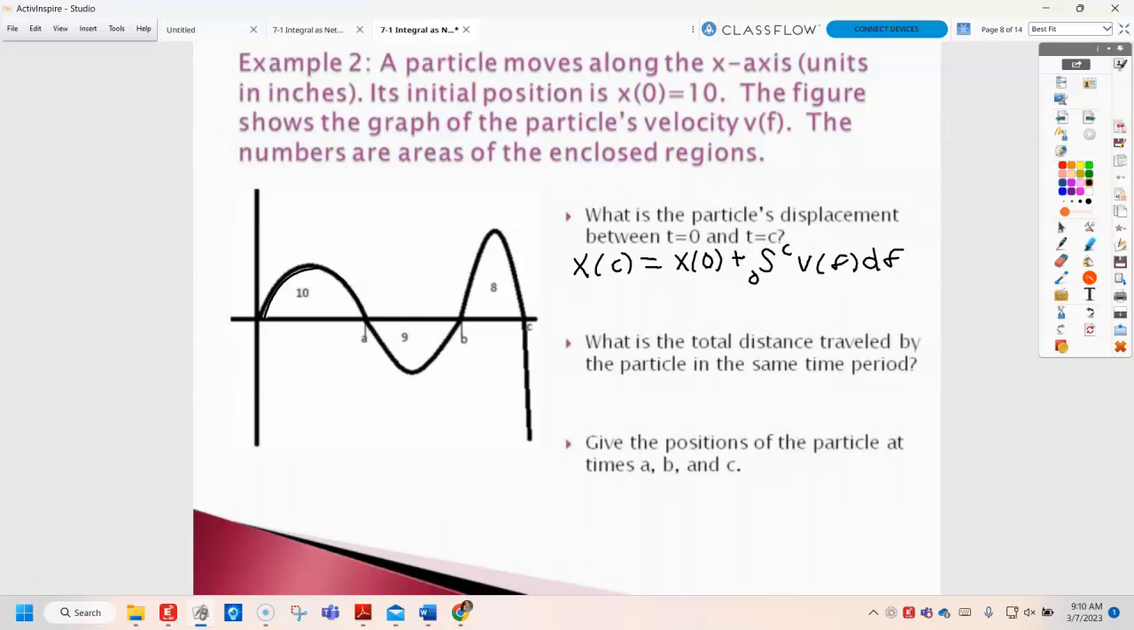So x of 0 is 10 plus 10 minus 9 plus 8. So it's initial plus all the areas under the curve where the signs are their actual signs. So 10 plus 10 is 20, 20 minus 9 is 11, 11 plus 8 is 19.